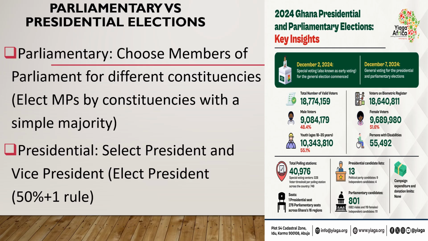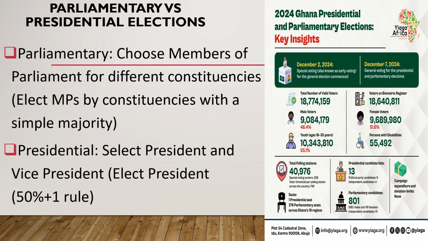In terms of the presidential election, this is where we select the president and the vice president. So we elect the president with 50+1. That's what we call it. So when it comes to presidential election, Ghana uses a majoritarian 2-round system, in case the person does not get 50%. So for a candidate to be the president of Ghana, he must get 50% of all valid votes, which is the famous saying that we have, 50% plus one.